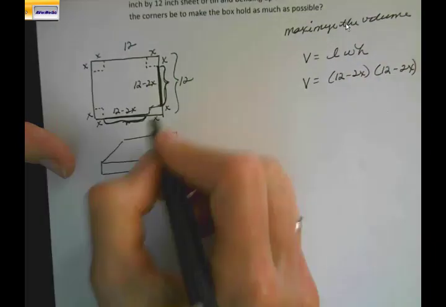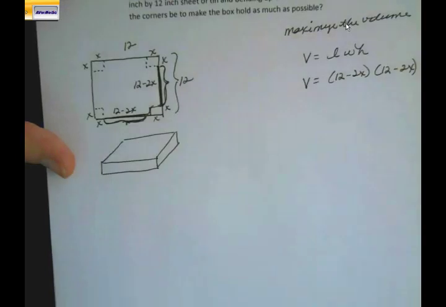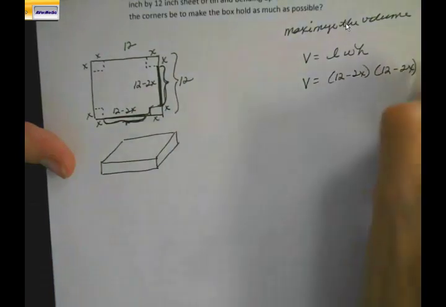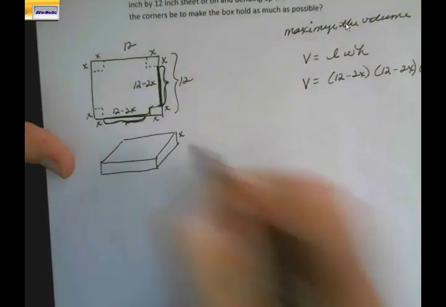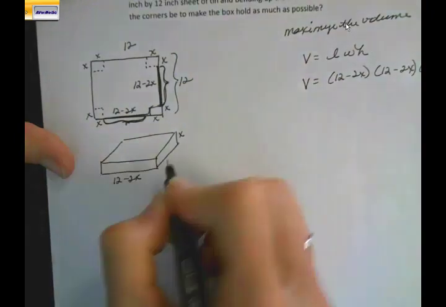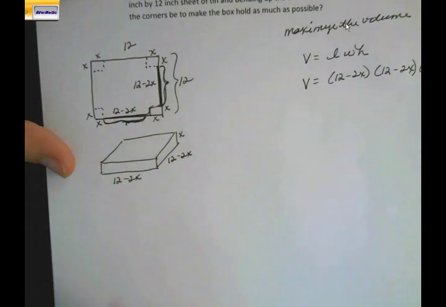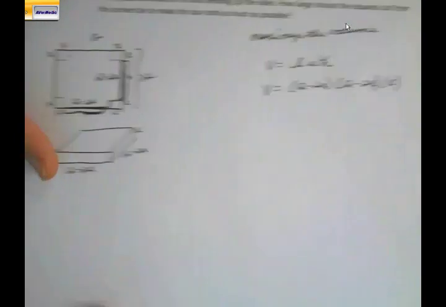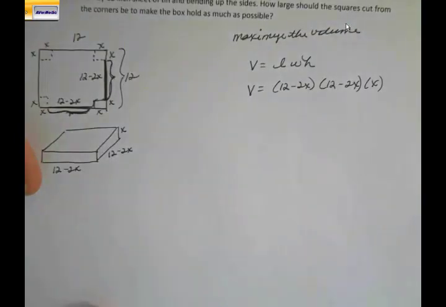and what's the height of this thing going to be when you fold it up? There you go, the height is x. This part right here is x. So you have a 12 minus 2x, a 12 minus 2x, and a height of x, I'm sorry. So there's your volume.